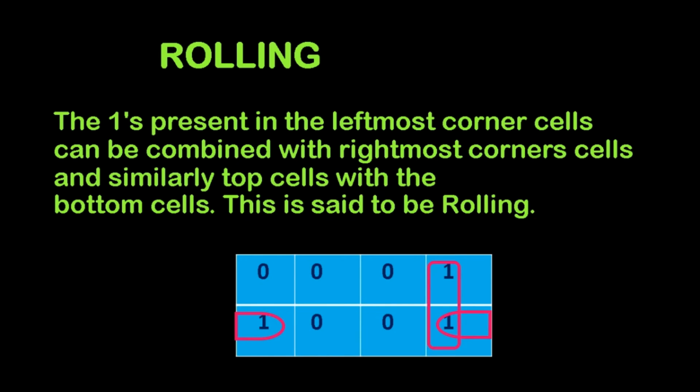And rolling, this is another method of simplification, combining the values in a K-map. The ones which are present in the leftmost corner cells can be combined with the rightmost corner cells, and similarly the top cells can be combined with the bottom cells. Here I have shown an example of combining the cells present on the left side and right side bottom corners. You can combine them if they are present in an up and down manner. So this is said to be rolling.